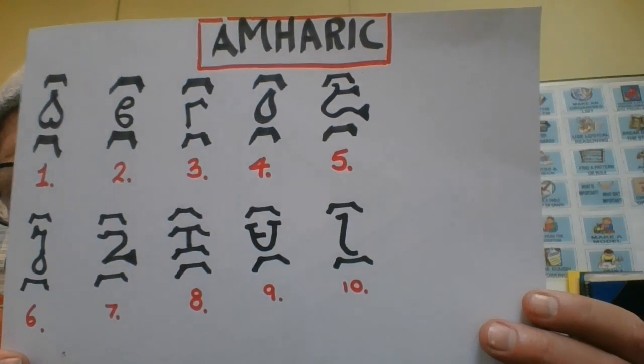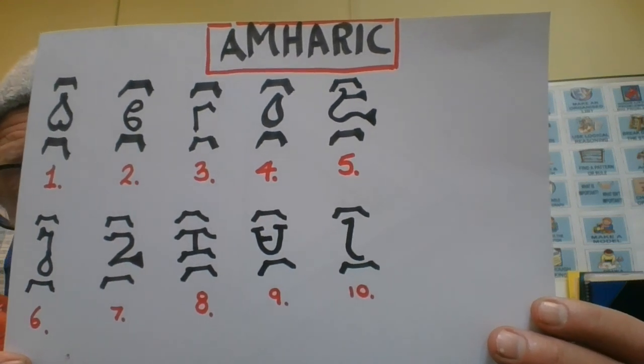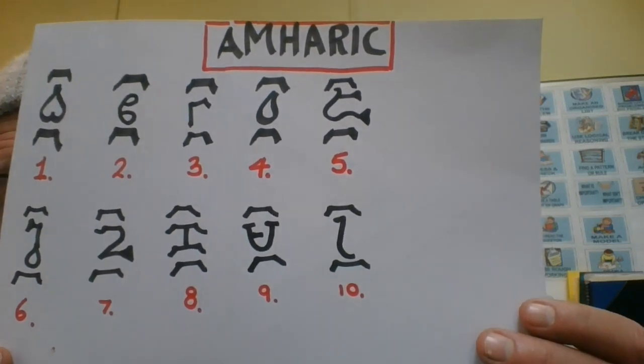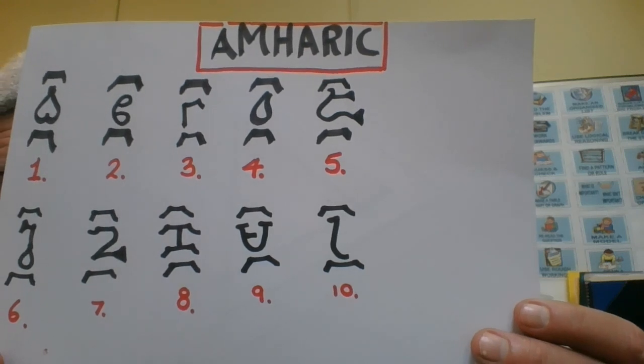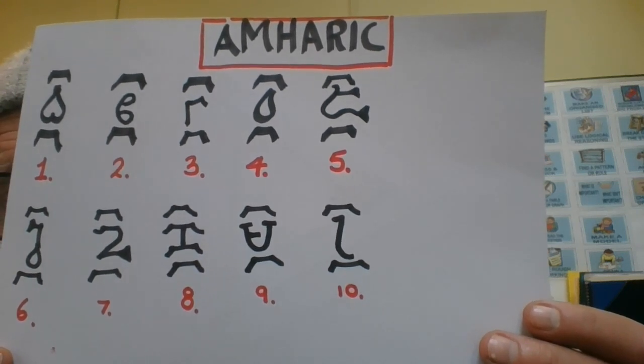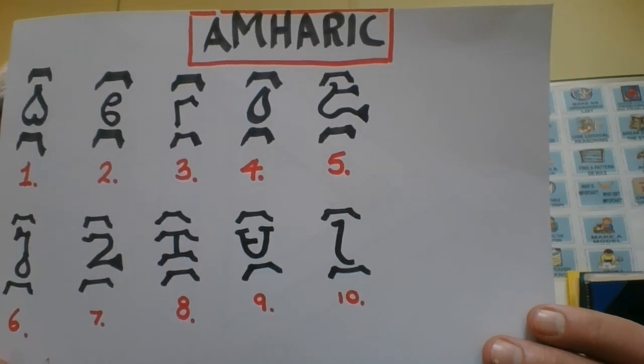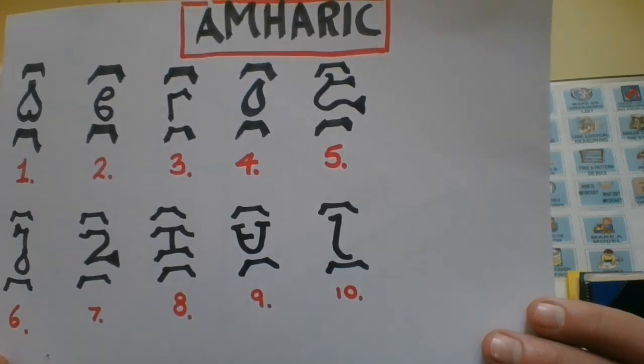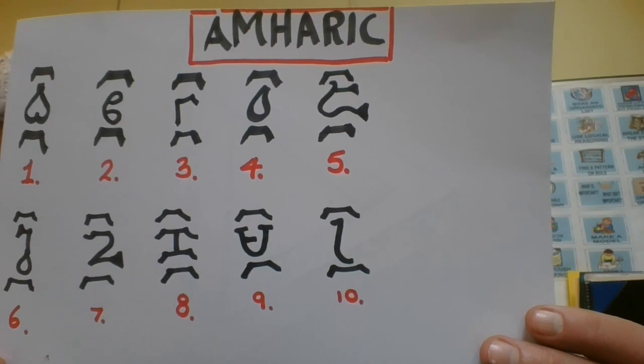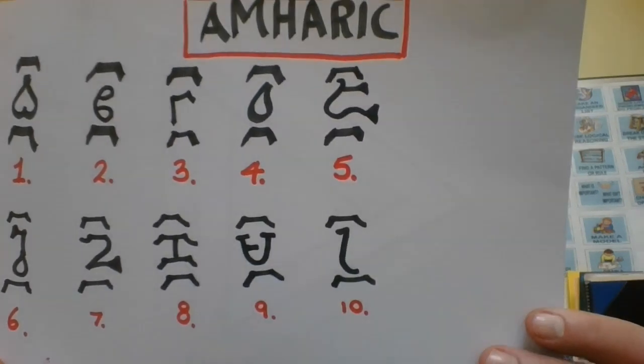I'm going to show you different number systems so you can use them to do the activity that we're doing at the end of this lesson. So this first one is the Amharic number system, excuse me if I'm saying that incorrectly. It predates the Hindu-Arabic system, and it's still in use today in places like Eritrea and Ethiopia.